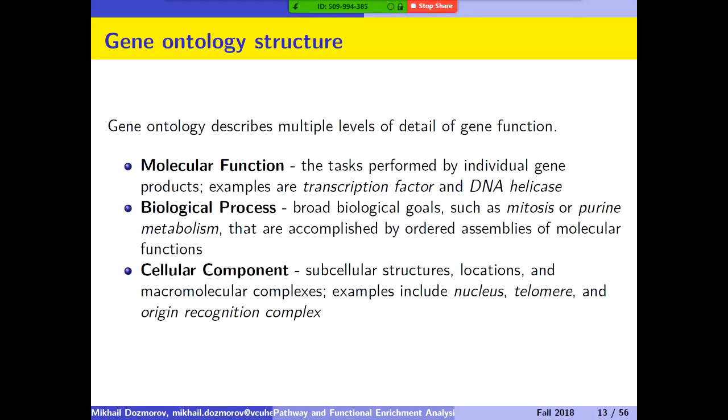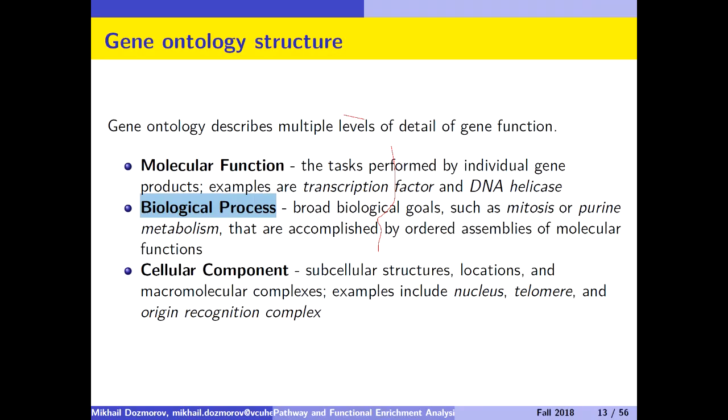Biological process is a more broad characterization of gene function, so it gives you some broad understanding of what the gene is doing from the biological perspective. For example, a gene may be involved in mitosis or urine metabolism, and generally I recommend using this biological process gene ontology because it's one of the most interpretable pieces of information that you will get.